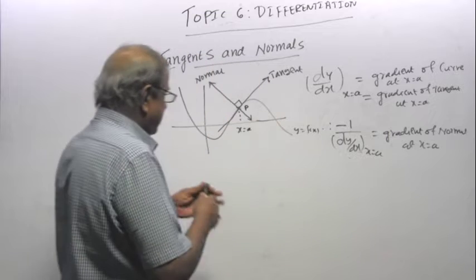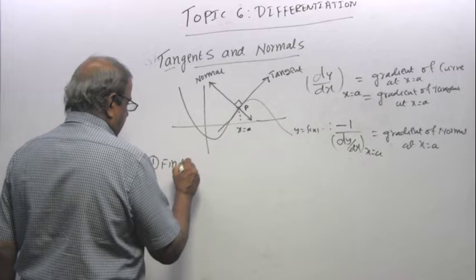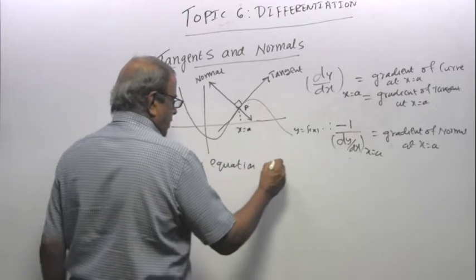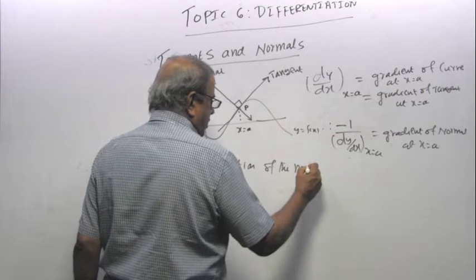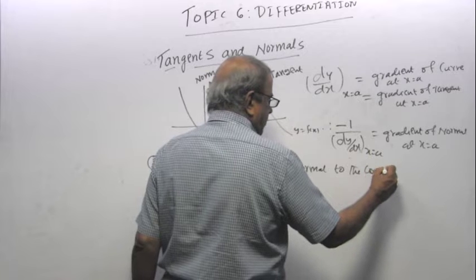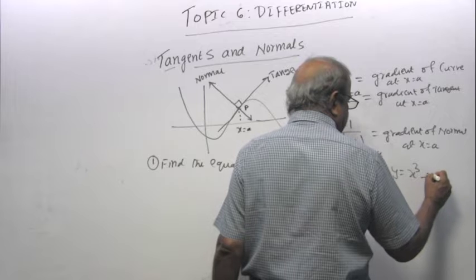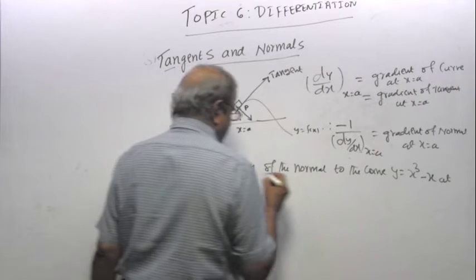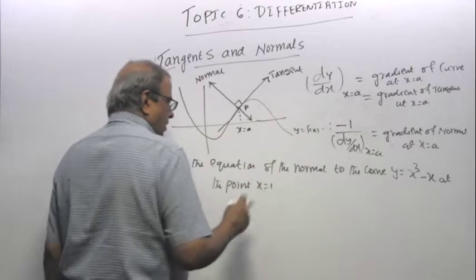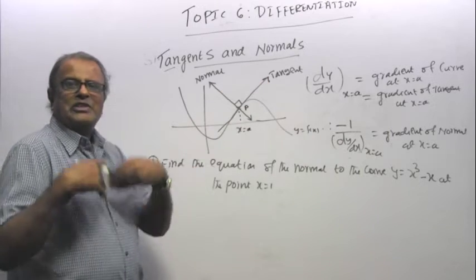I can take a simple example. Find the equation of the normal to the curve y equal to x cubed minus x at the point x equal to 1. Simple question. To start with, you start with simple things. When you do parametric equations, same story.